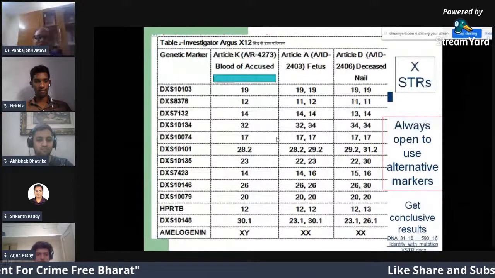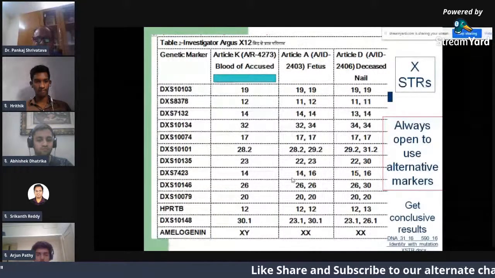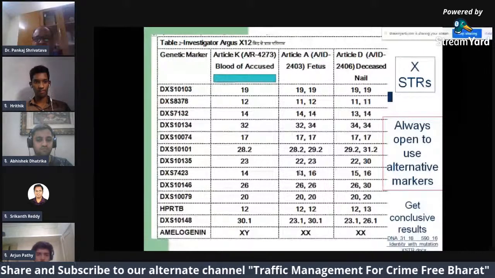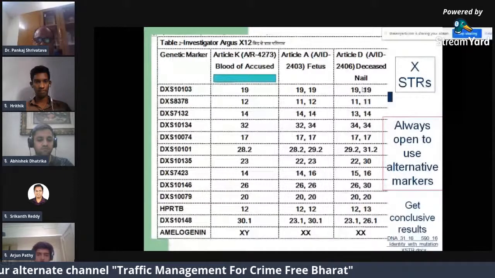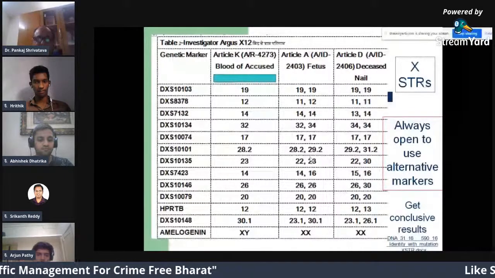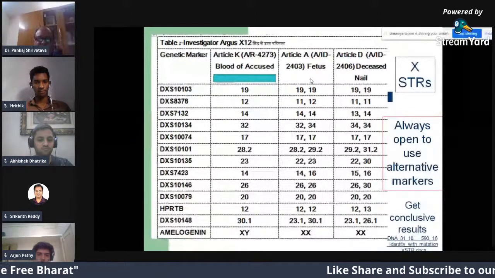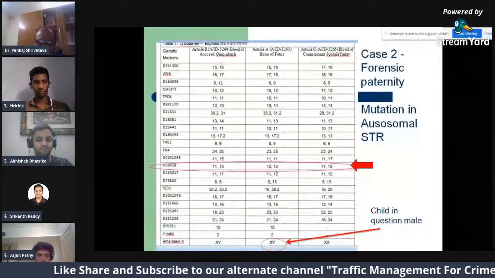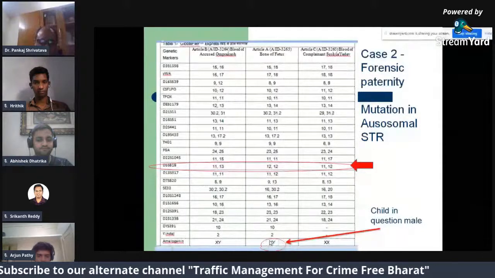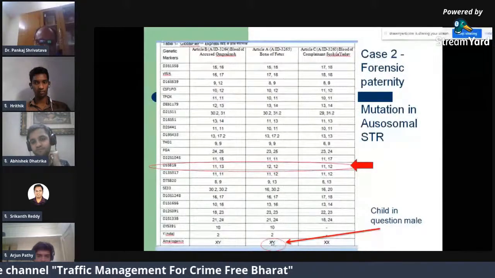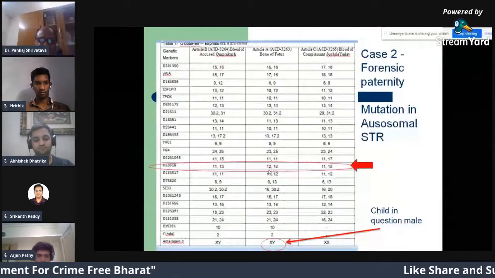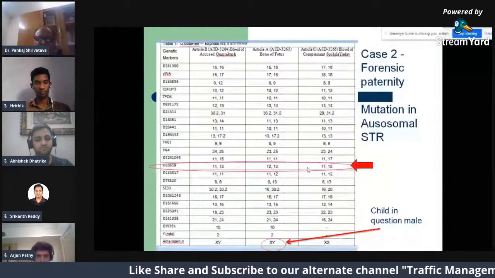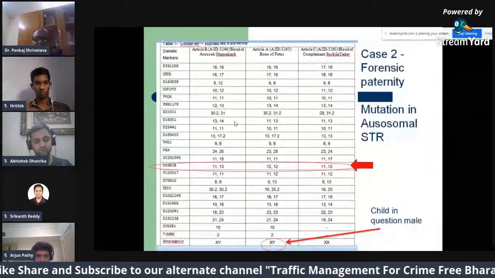Now if you see this profile of fetus, on every point it is showing a match from accused and match from female. So on every point you'll find a match. So alternative markers are in use in forensic DNA typing. Now this is another case of forensic paternity. Here the child in question is a male. Here you can see XY, and again there is a mismatch on one particular point. Except for this point, every point you'll find a match.